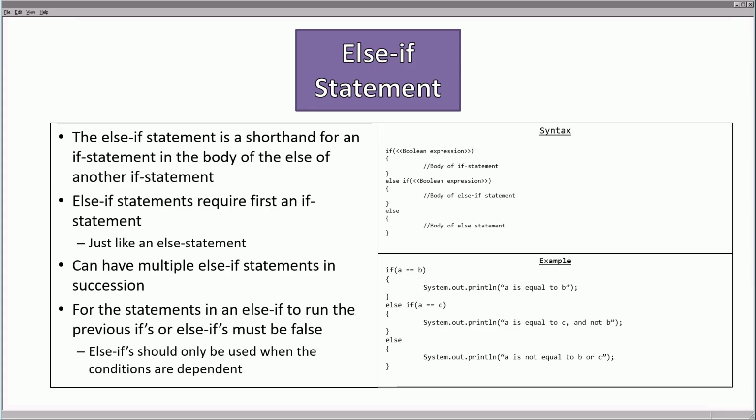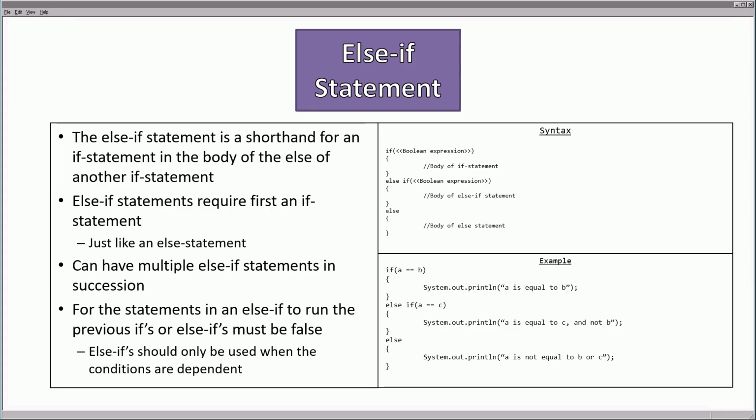Much like an else statement, an else-if statement requires first an if statement. You can have multiple else-if statements in succession. Now always keep in mind, an else-if is a shorthand, so it's the if statement in the else of another if. In order for these statements to run, the previous if or else-if statements must be false. Else-ifs should only be used when conditions depend on a previous condition. In some cases, it might be more appropriate to have multiple if statements in a row instead of if and else-ifs in a row.